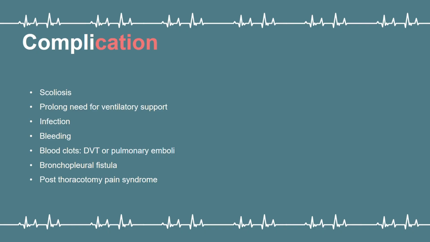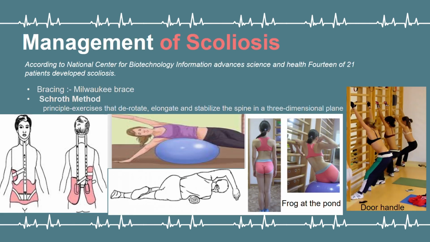Now, what are the complications? Post-op we can see scoliosis, prolonged need for ventilatory support, infection, bleeding, blood clots, DVT or pulmonary emboli, bronchopleural fistula, post-thoracotomy pain syndrome. So now we can go for the management of the scoliosis.